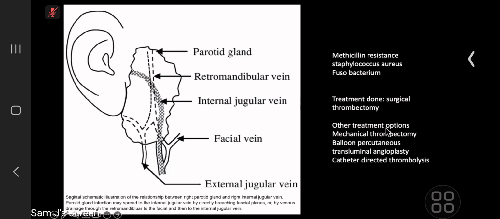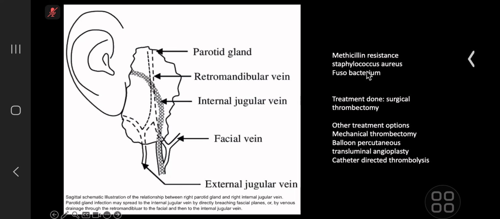Other treatment options include mechanical thrombectomy, balloon percutaneous transluminal angioplasty, and catheter-directed thrombolysis, provided the thrombus is a very short segment. Unlike in our case, the thrombus was quite large, and it was quite infective.